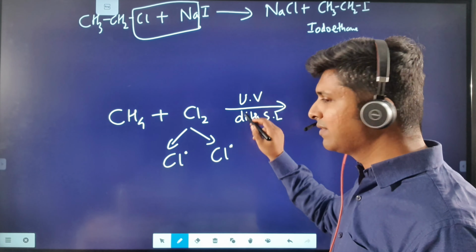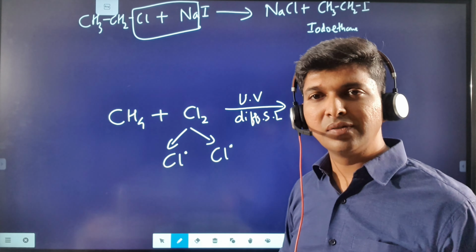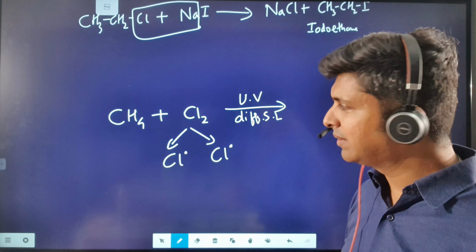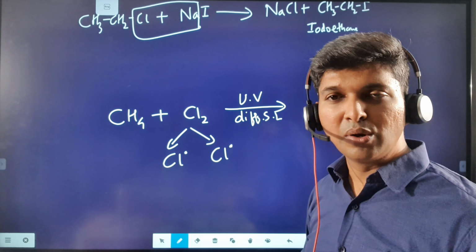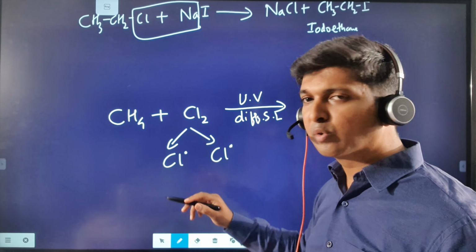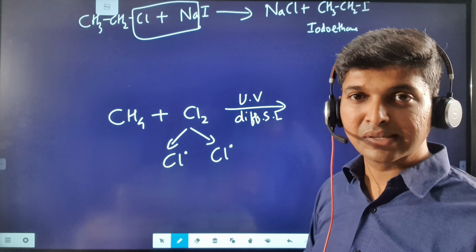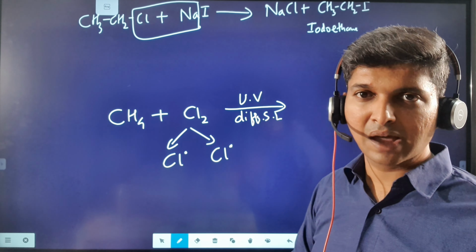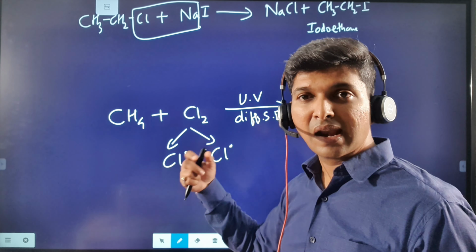Okay, so either we'll use what? UV light or diffused sunlight. Because of this, what will happen? This chlorine will break into chlorine free radicals. Now when it breaks into chlorine free radicals, obviously free radicals are with the unpaired electrons. Free radicals are atoms with the unpaired electrons, and they are highly reactive.